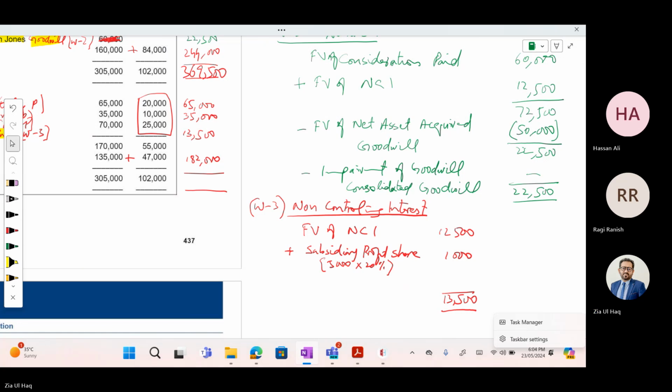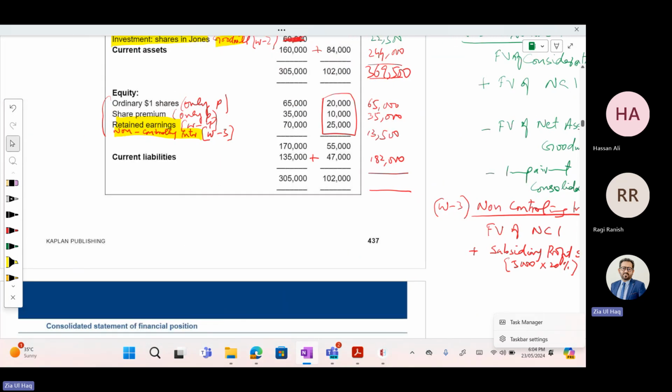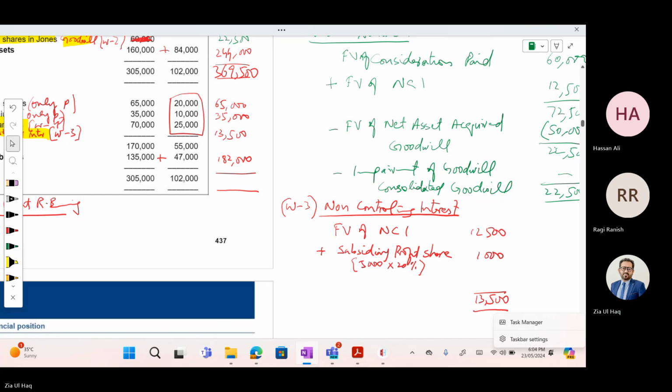Are you with me? Now we need to calculate parent company retained earnings. Let's open working 4. For all questions, you can use the same format. We will add one more figure in future. To make it simple: NCI at the start of acquisition, and in that we add the subsidiary's profit share of NCI.